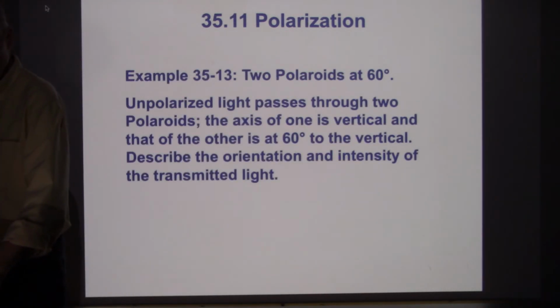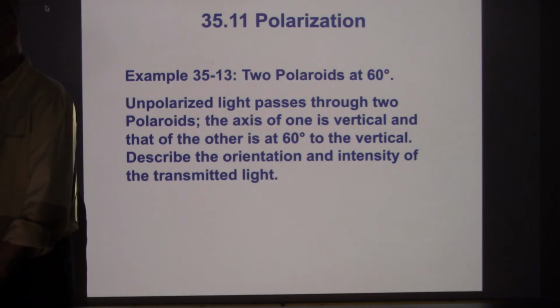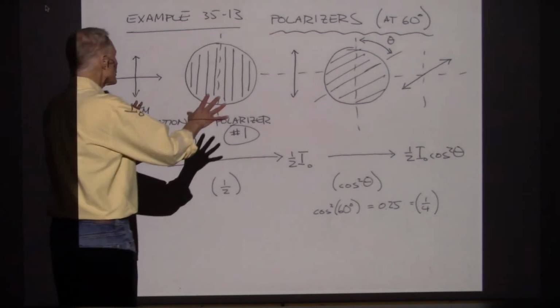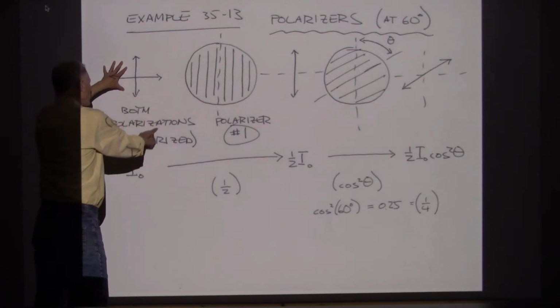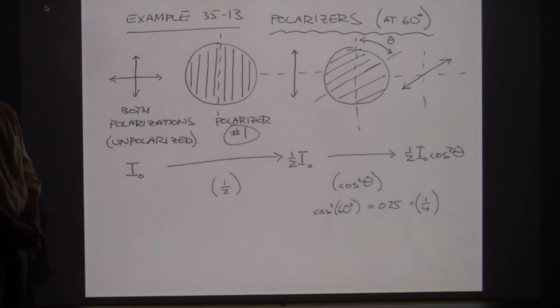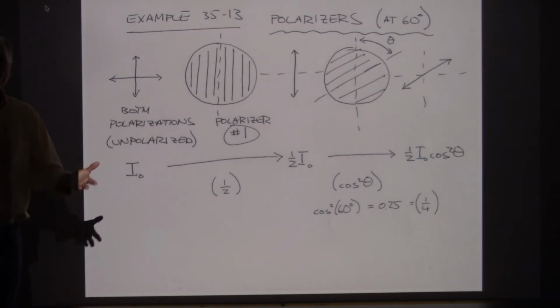Okay, let's look at a couple more possibilities here. Here we have two Polaroids. They're angled at 60 degrees relative to each other, and we're going to start with unpolarized light. So here's a good way to organize your diagrams. This is unpolarized. Both polarizations are present, and both are present in equal amounts. In fact, the individual photons haven't even made up their minds, so both polarizations are still equally likely for each of the individual photons.